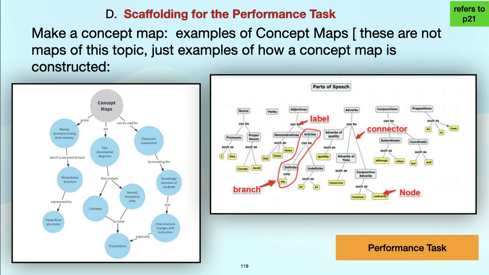Okay. You can refer to those with the label, the branch, the connector, and the node, the main subject, and then you've got connections and nodes. So that's your performance task.